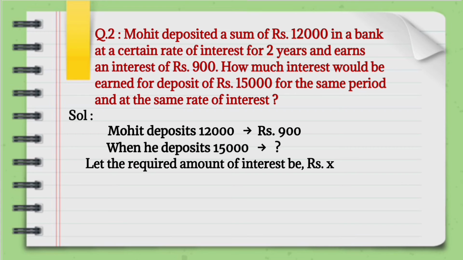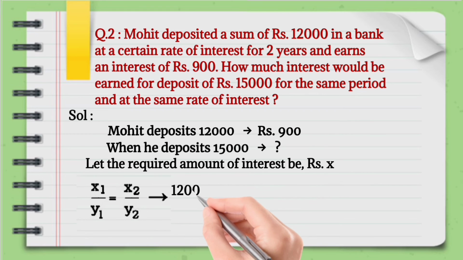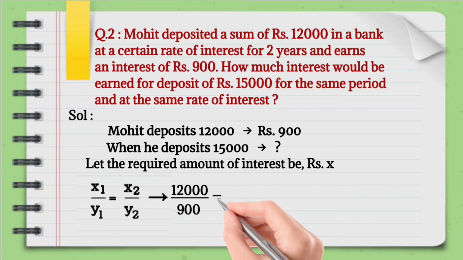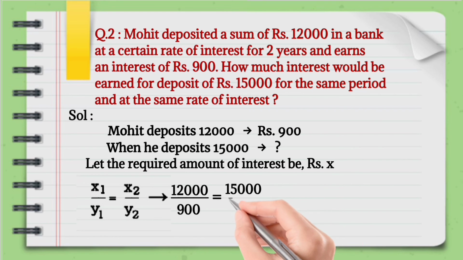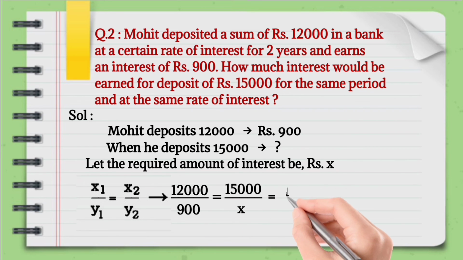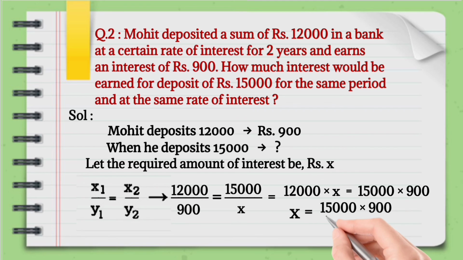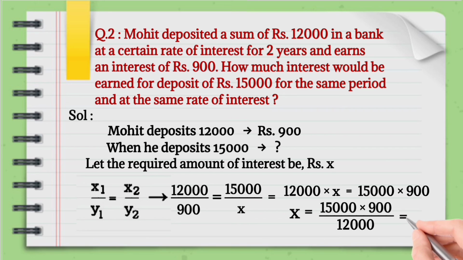Since there is a direct variation, we can write x1 by y1 is equal to x2 by y2. That will be equal to 12,000 upon 900 is equal to 15,000 upon x. So by cross multiplication, 12,000 into x is equal to 15,000 into 900. So we'll get the value of x as 15,000 into 900 upon 12,000. That will be equal to 1125 rupees. So hence the required amount of interest earned by Mohit is rupees 1125.